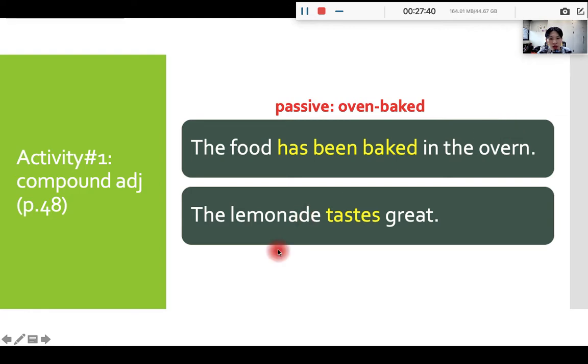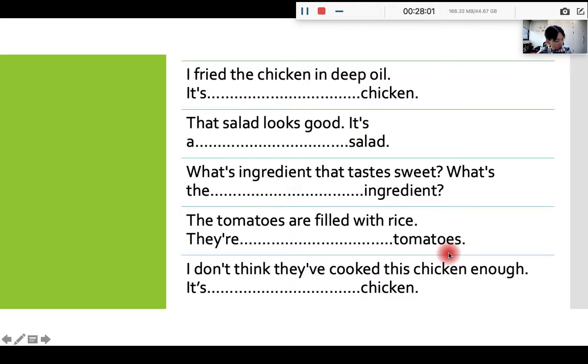On the other hand, the lemon tastes great. So lemons naturally have taste. The sourness is natural. So this is active. You need to use the present participle: great-tasting. Okay? So please use this principle to finish the practice in activity 1. Okay, you see 5 sentences here. So let's go over them.